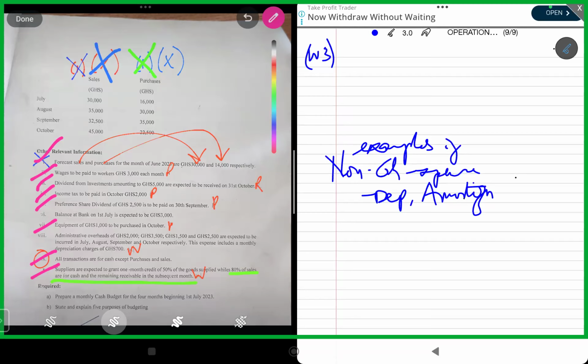Overheads means indirect expenses. So they are expenditure, and they need to be paid. So I'll start with administrative overhead. Working three will become administrative overhead.